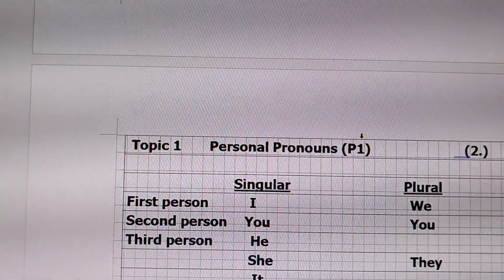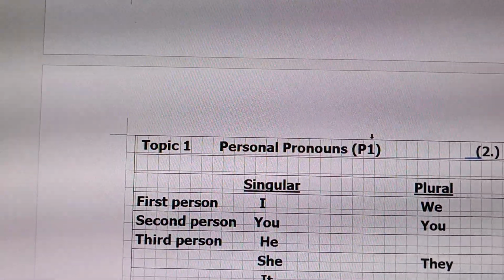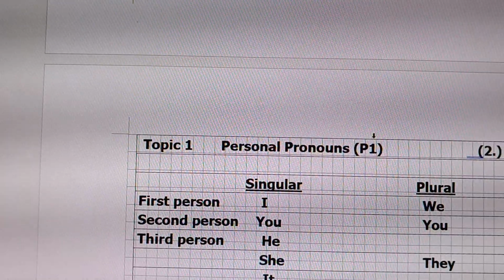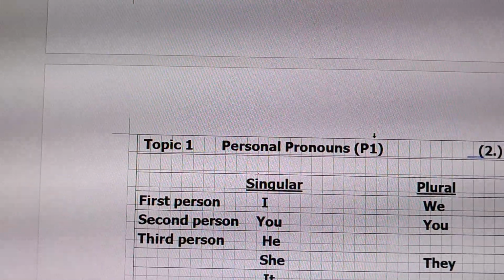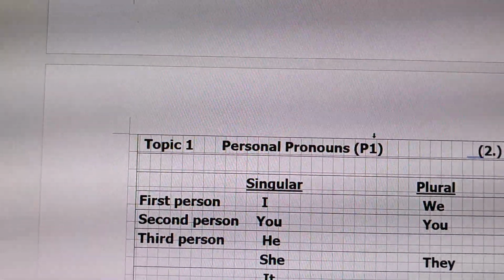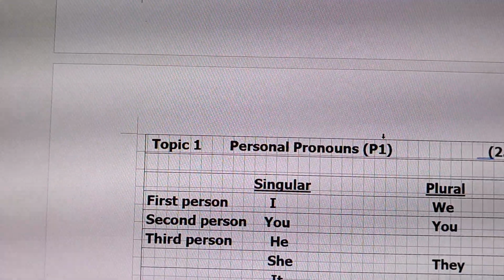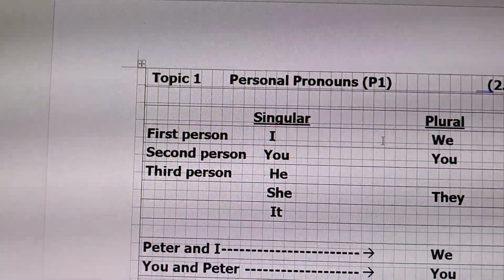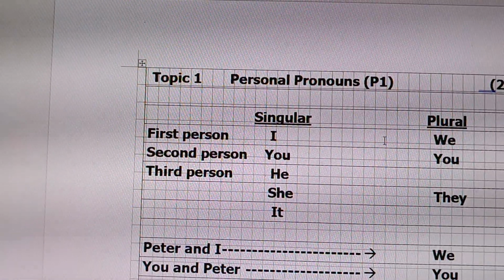They are singular or plural. There are 3 persons, 8 pronouns. They are either singular or plural. First person, I or we. Second person, singular, you, plural, you. Third person, singular, he, she, it, plural, they.